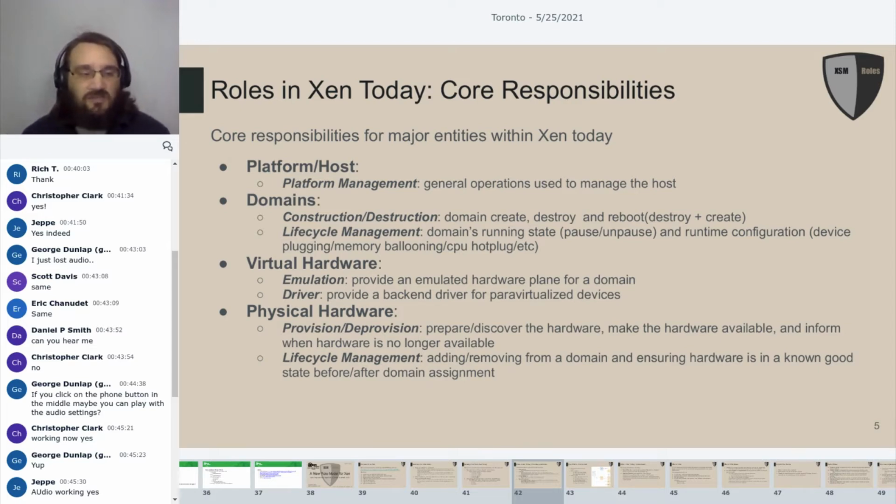Then you have the lifecycle management of the physical hardware, and this is the one where it became a little fuzzy, right? Because how much of this is really about managing devices versus managing the access of devices to a domain? And really what we wanted to focus on here was specifically the adding and removing of the hardware to a domain, ensuring the hardware is in a good state before and after assignment, and the general care and feed of the hardware itself when it's not being managed by the domain.